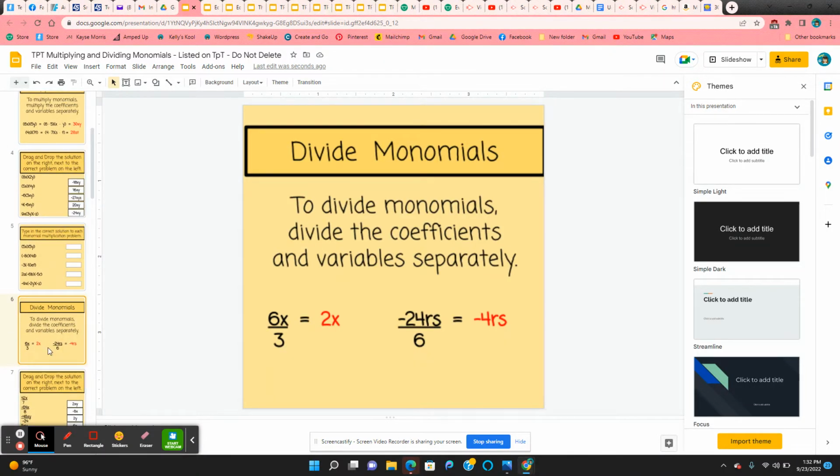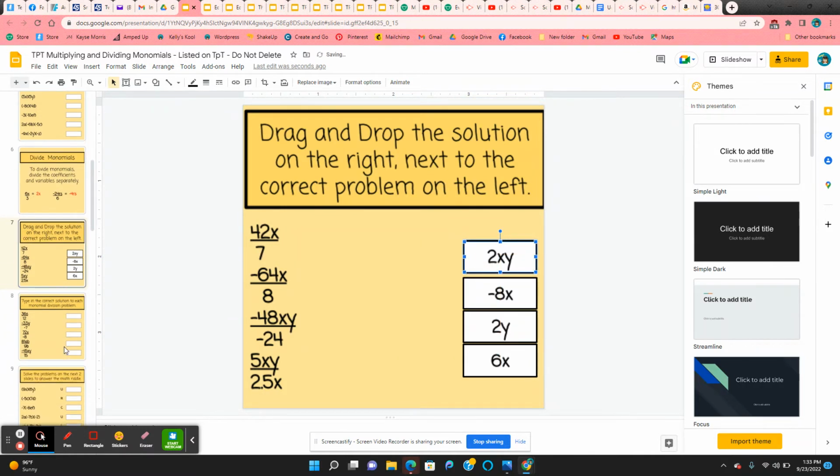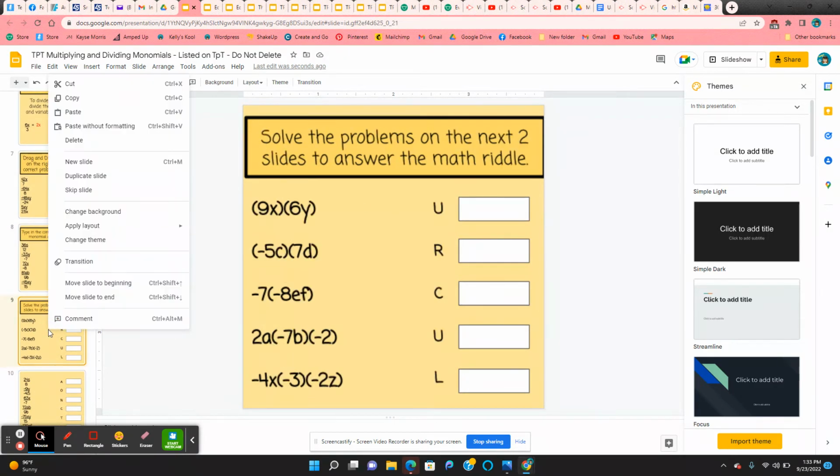And then a definition of how to, not a definition, but how to divide monomials, what that process is. Again, they're going to do some drag and drop, so they're going to simplify by dividing and click and hold, and then they can move the answer next to the problem. A few they're going to do on their own where they just type the answer.